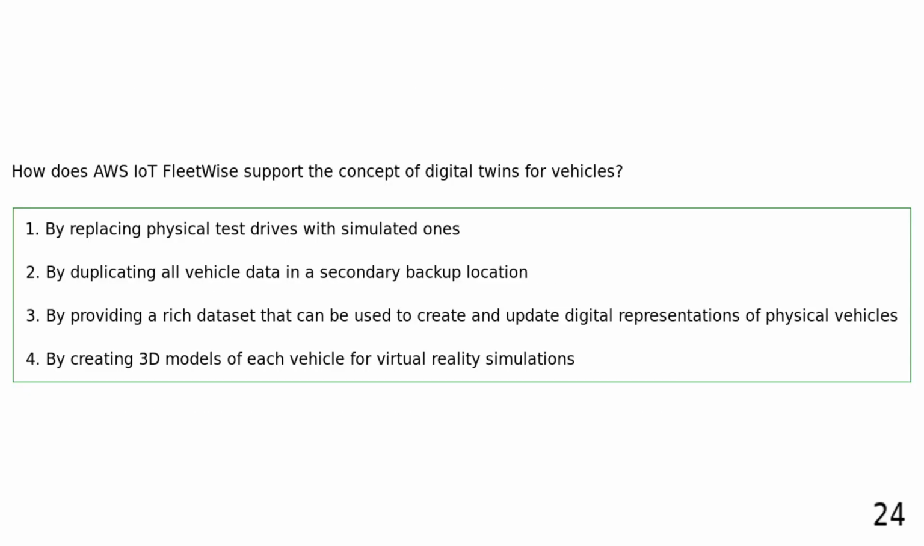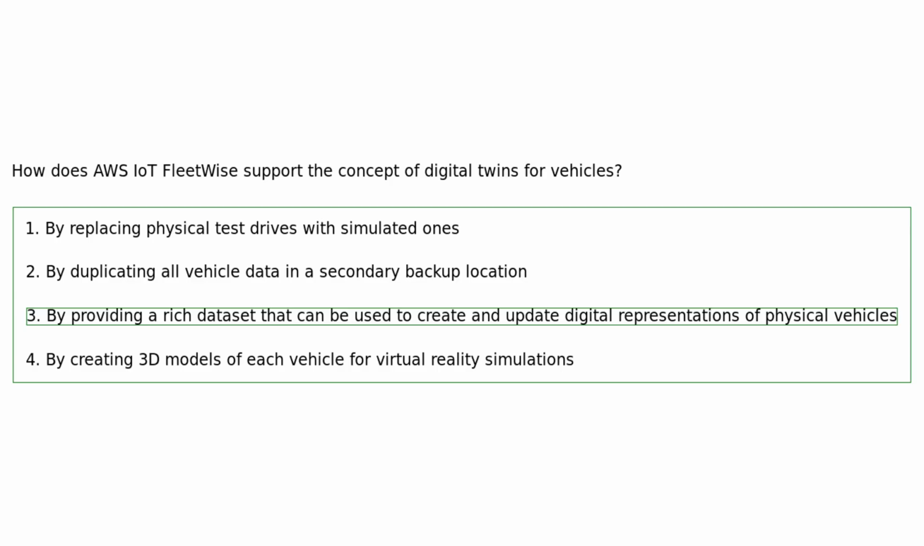How does AWS IoT FleetWise support the concept of digital twins for vehicles? By replacing physical test drives with simulated ones. By duplicating all vehicle data in a secondary backup location. By providing a rich dataset that can be used to create and update digital representations of physical vehicles. By creating 3D models of each vehicle for virtual reality simulations. AWS IoT FleetWise supports digital twins by providing a rich dataset that can be used to create and continuously update digital representations of physical vehicles, enabling advanced simulations and analysis.